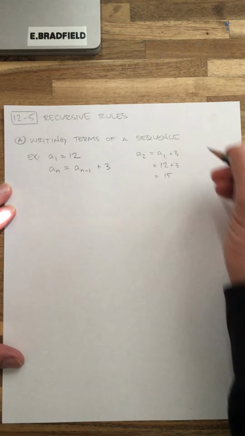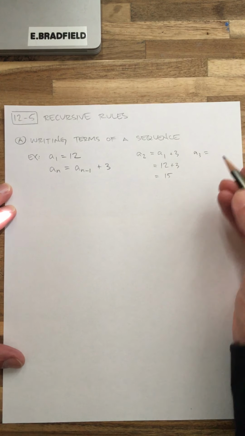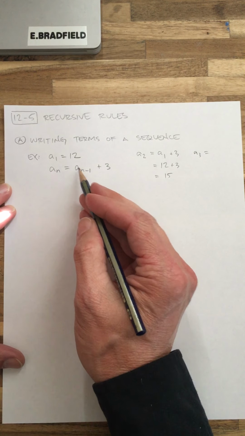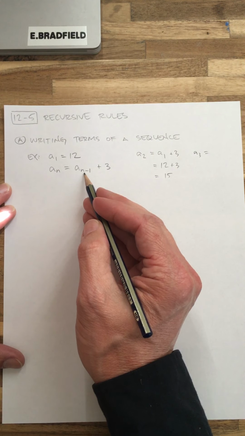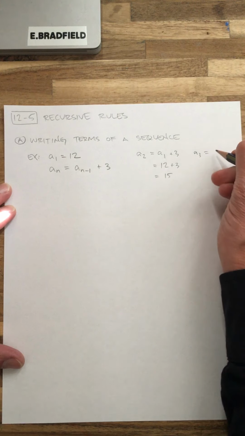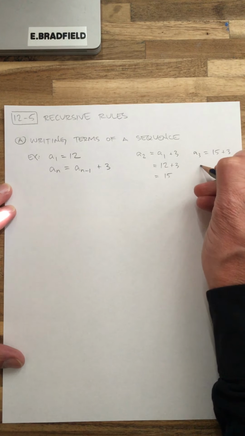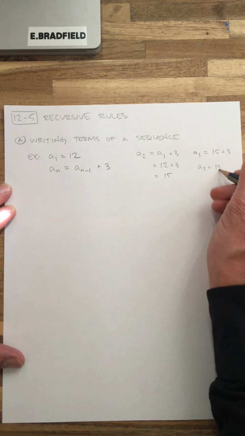All right, so now if you want a sub 3, a sub 3 is going to equal a sub 3 minus 1, which is a sub 2. Well, what's a sub 2? We just found it. It's 15. So now it's going to be 15 plus 3. And so a sub 3 is equal to 18, okay?